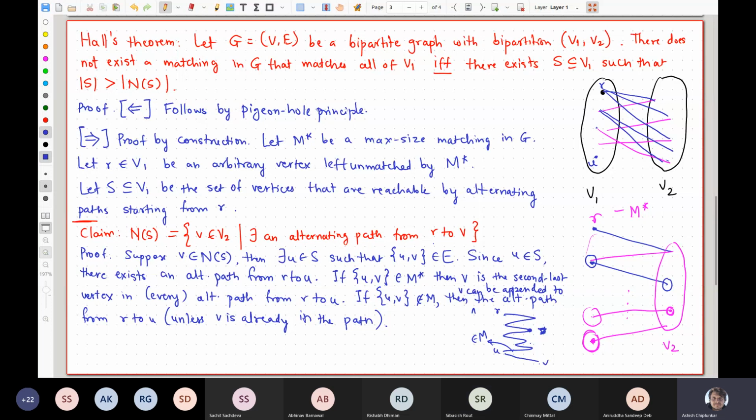Okay. Any issues with this? Raise your hand. Feel free to ask. Yes, Anirudh. Small clarification: is a single edge an alternating path? You are talking about specifically a path starting from R? Yes. So if it is the first edge, it would be an alternating path, of course. Yes. Okay.